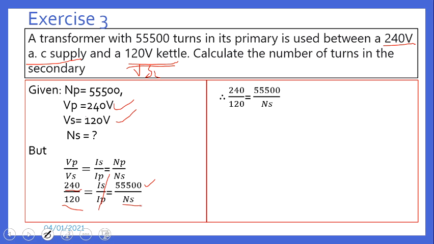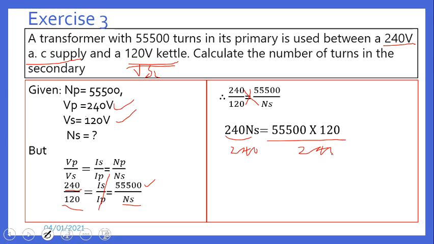So from this, if you cross multiply in this place, we are going to have 240 NS equals 55,500 multiplied by 120. Divide both sides by 240. 240 and 240 will cancel each other. So the next step is NS equals 55,500 times 120 divided by 240. And that will give us 27,750 turns. And that is what you are required to calculate for this third question.